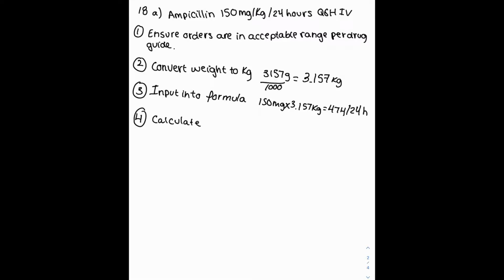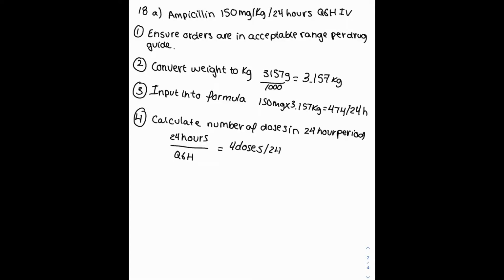And then we're going to calculate the number of doses in 24 hours. This will be done by taking our 24 hours divided by Q6H, which results in 4 doses total over 24 hours. And then lastly, we're going to calculate the dose that we're going to give to the baby. So we're going to have 474 milligrams divided by 4 doses yields 119 milligrams per dose.